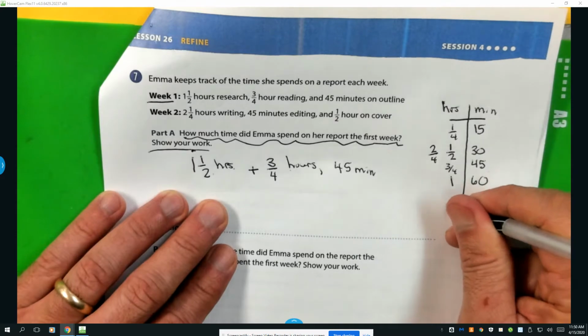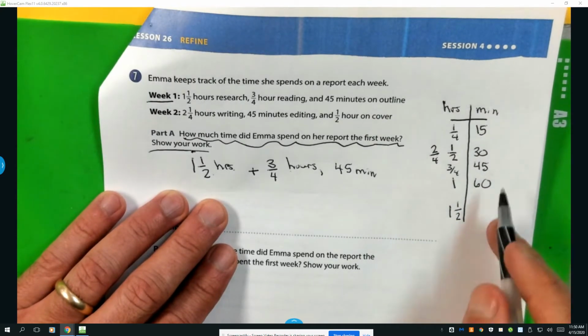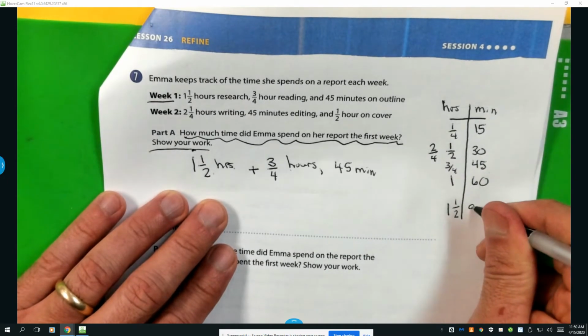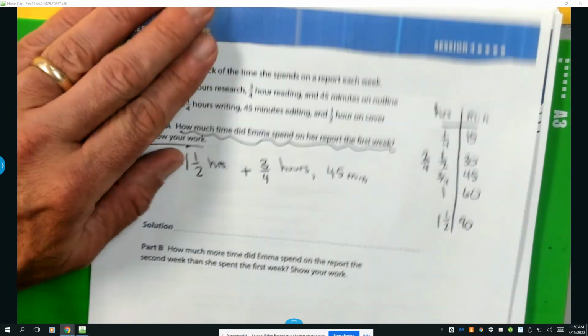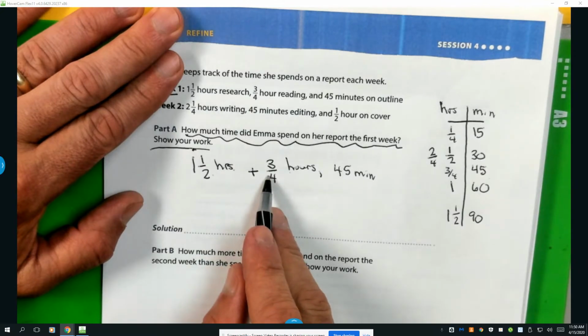Now, if I want to get my 1.5 hours, I know that's the same as saying 60 plus a half hour, which is 30. So that's going to be 90. All right. Now I can just find this fractionally. 1.5 hours plus 3/4 hours.